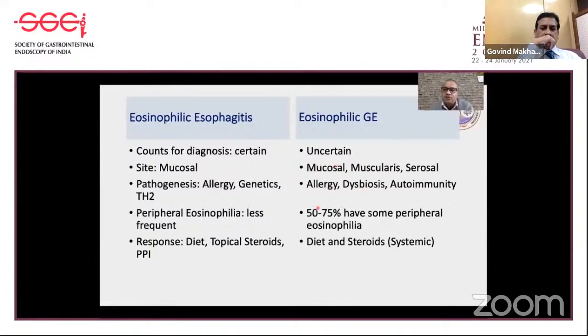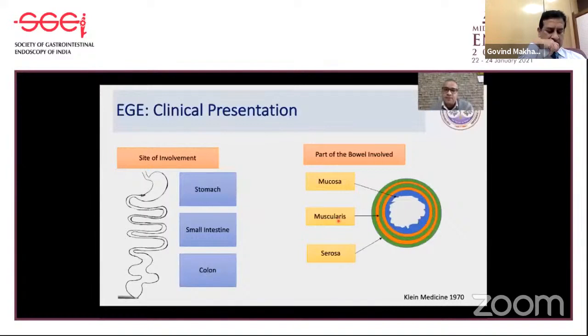Then peripheral eosinophilia is very frequent with eosinophilic gastroenteritis, but may not be very frequent with eosinophilic esophagitis. And of course, for treatment, PPIs are one of the agents of choice for eosinophilic esophagitis, but not so for gastroenteritis. So the clinical presentation of eosinophilic gastroenteritis depends upon at least two components.